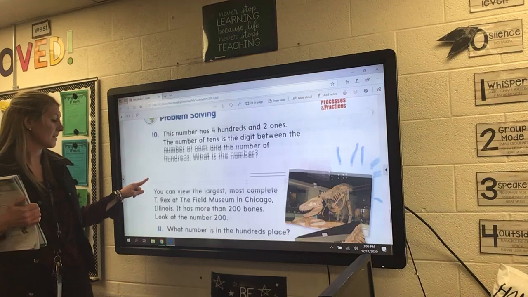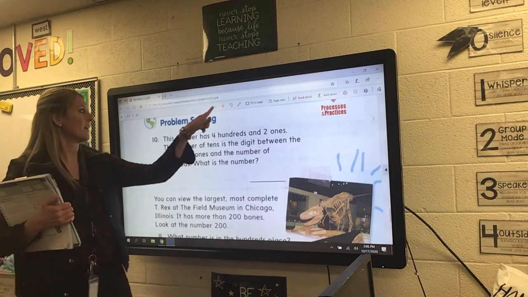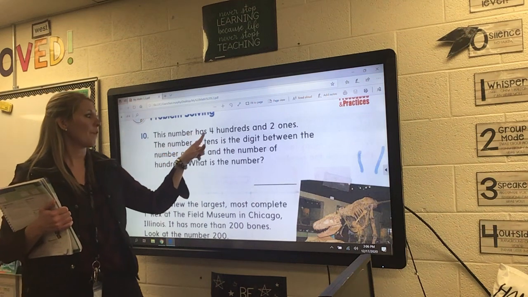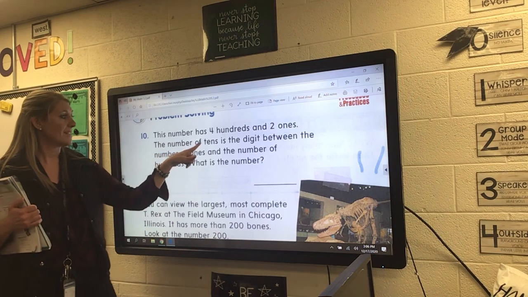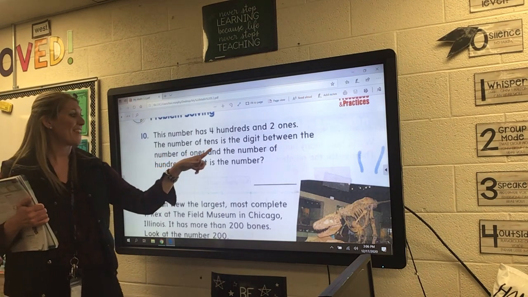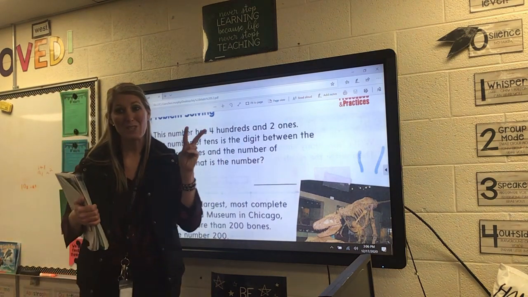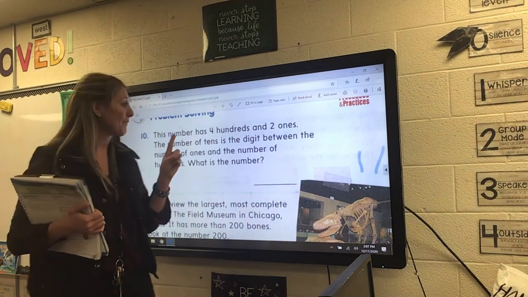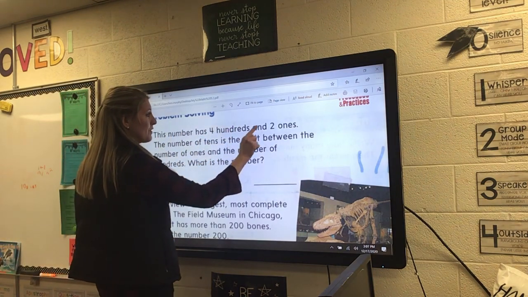So at the top here, seeing if I can make this both fit, but I don't think I can. At the top here, it says number 10. This number has 4 hundreds and 2 ones. The number of tens is the digit between the number of ones and the number of hundreds. What is the number? So this is a 2-step problem. So this is our problem solving. You got to figure out the 2 steps here. The first step is, it says, this number has 4 hundreds and 2 ones.